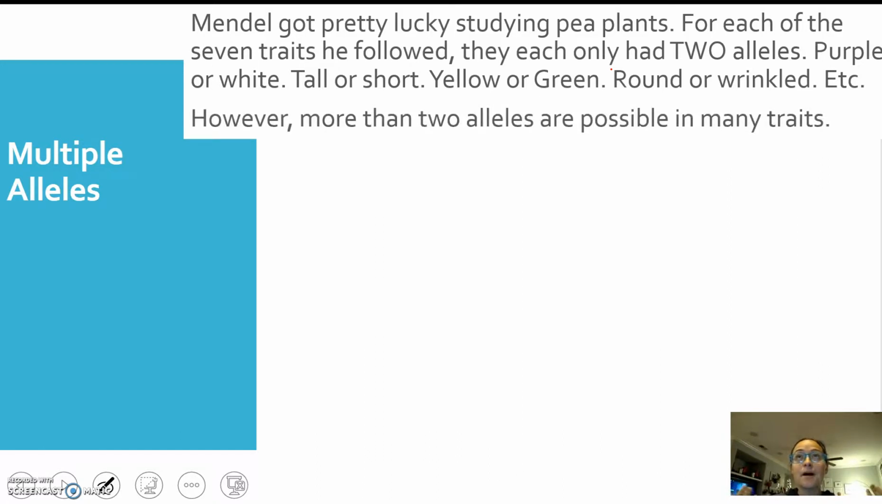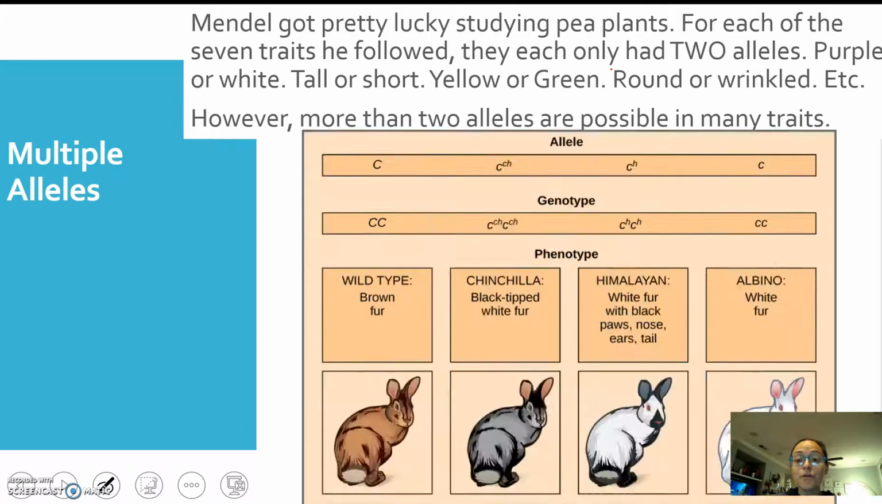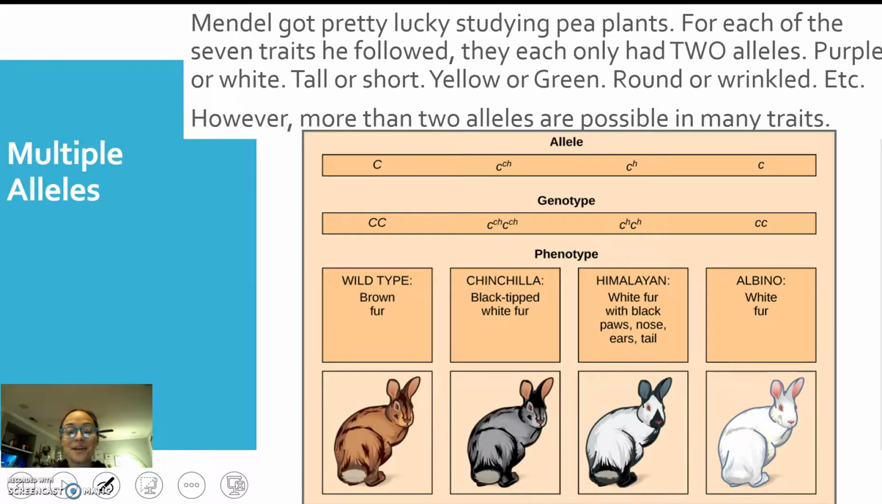However, there's some characters or some traits where there's more than 2 alleles possible. And so for that, we're going to use some cute little bunnies as our example. So here you can see in rabbits, you have the dominant allele, which codes for the wild type. Wild type is generally what you're going to find maybe most likely in nature. It's the generally dominant alleles. So here you have the wild type, brown fur. Then you have chinchilla allele. You have a Himalayan allele. And you have the recessive allele.